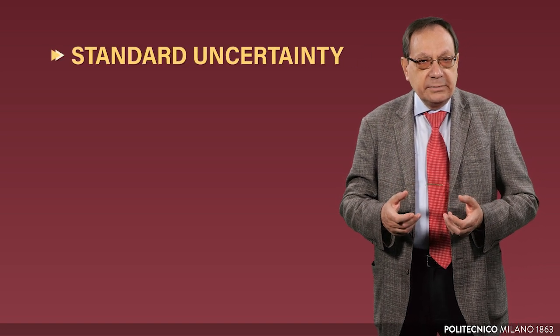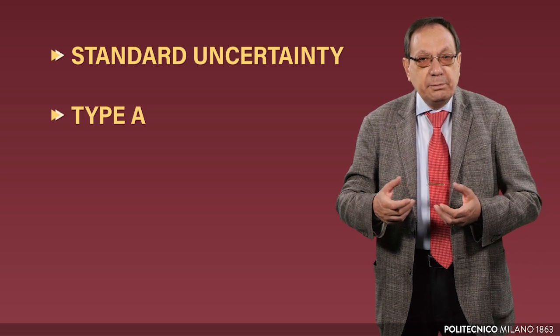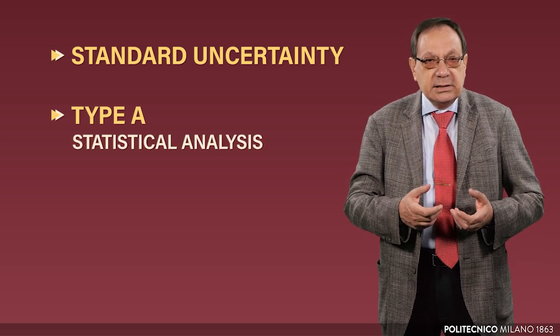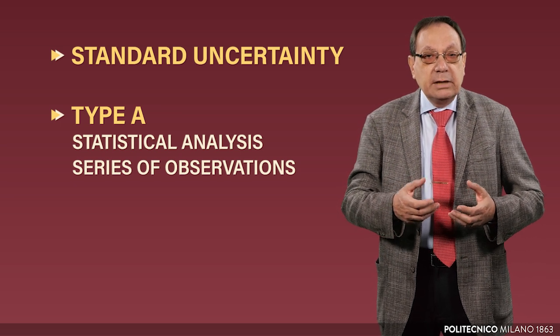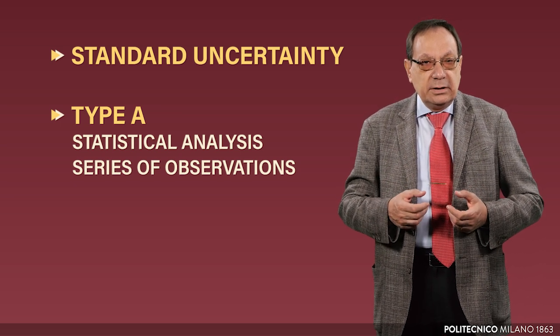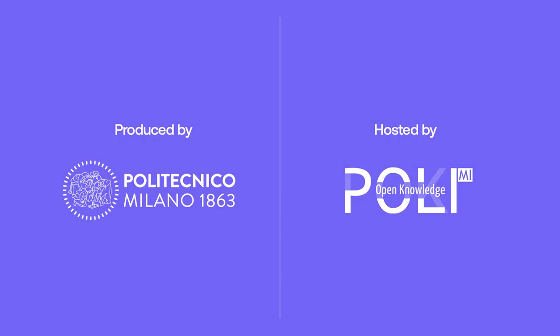To summarize, we began to discuss the methods recommended by the GUM for evaluating the standard uncertainty. We analyzed the Type A method, that is, the one based on the statistical analysis of a series of observations, and we saw how it can be used in practice. In the next video, we will analyze the Type B method.